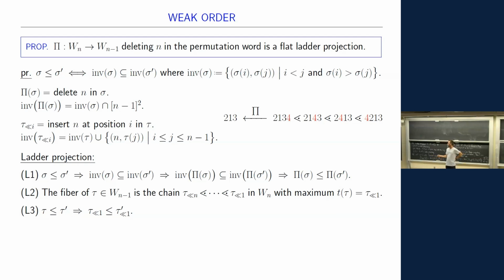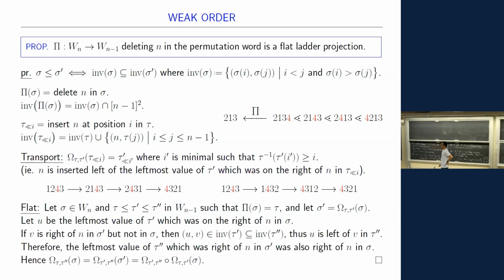And now this map, the top map, is clearly order preserving, because if tau is smaller than tau prime, you make some moves to go from tau to tau prime. You can do exactly the same moves ignoring the n at position 1. So you can also prove it using that, but it's completely okay, so now it's a ladder projection. I just have to show you that it's flat. For that, I guess and prove the formula for the transport, and then I show that this formula enables me to show that the transport is flat. So it's a flatness condition.